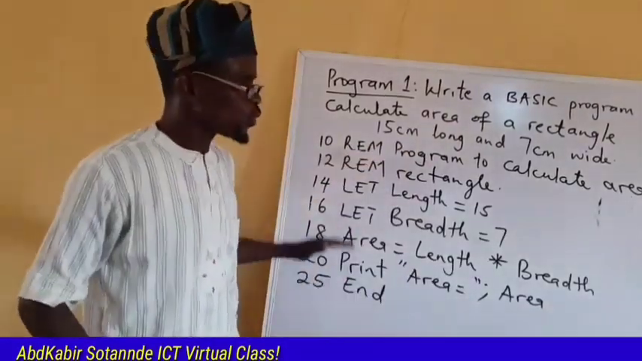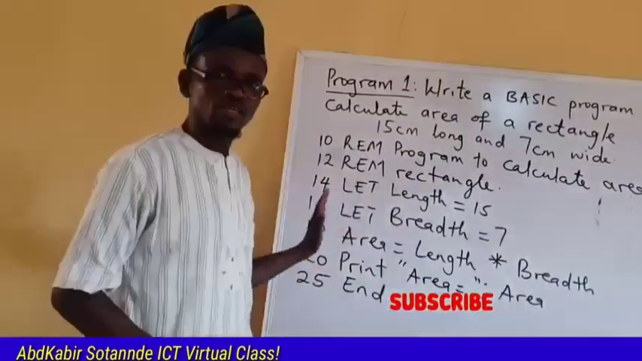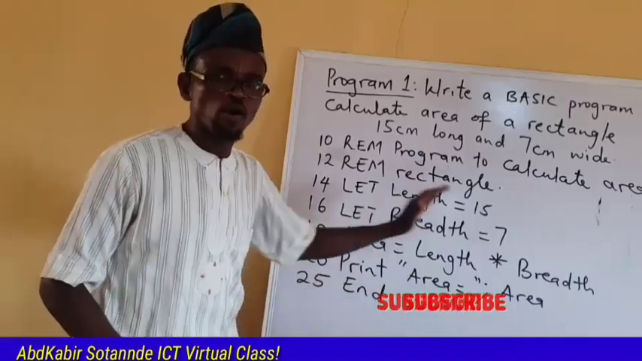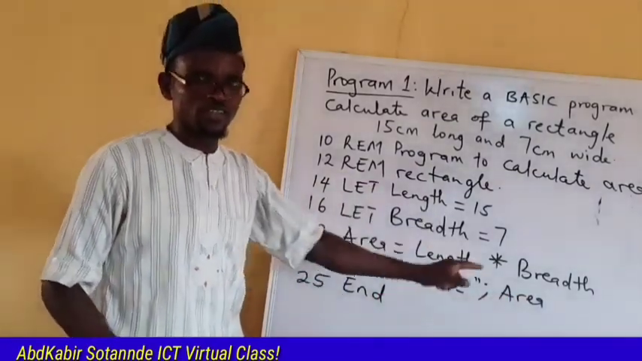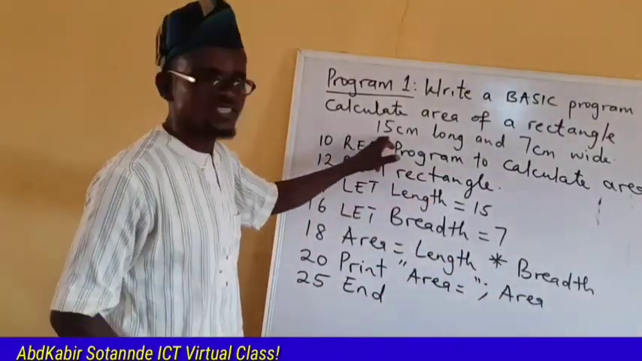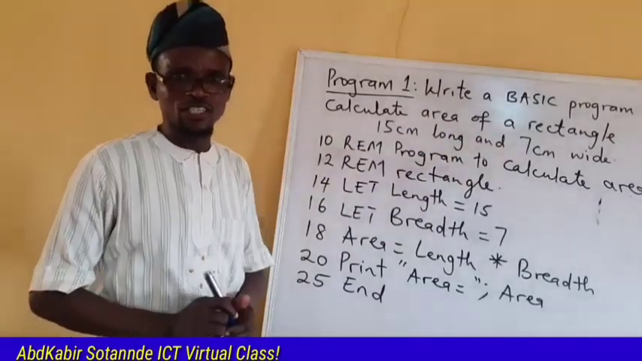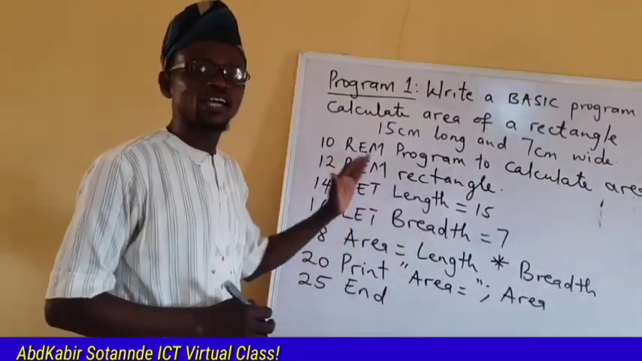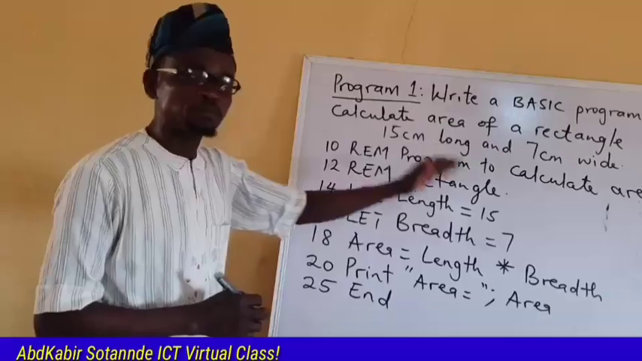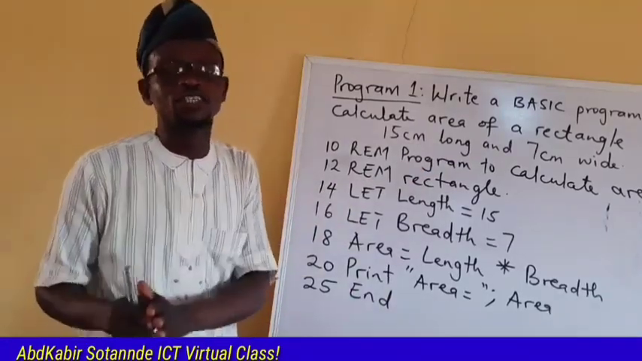So with this, we are through with our program. These lines of code will help us to find the area of a rectangle with length 15 centimeter and breadth 7 centimeter. To show that the computer can actually execute this, I will type this in Basic Compiler and run it.